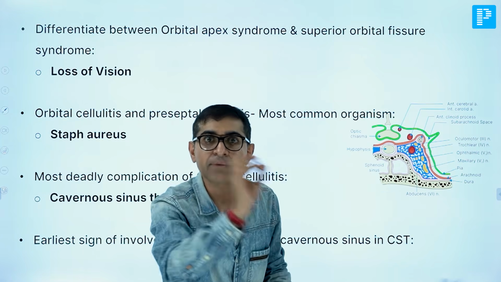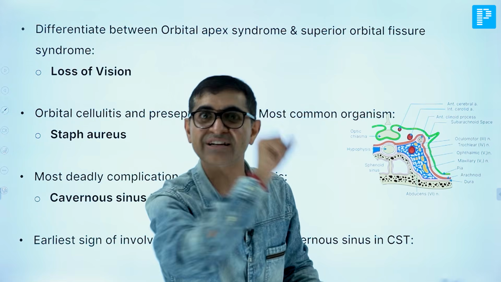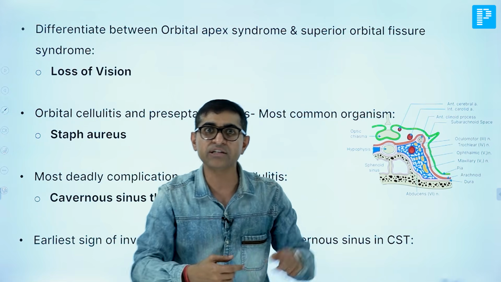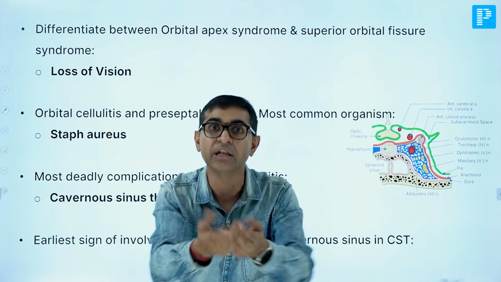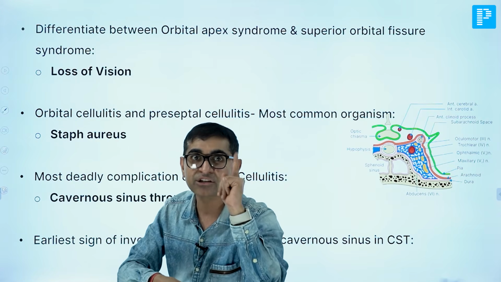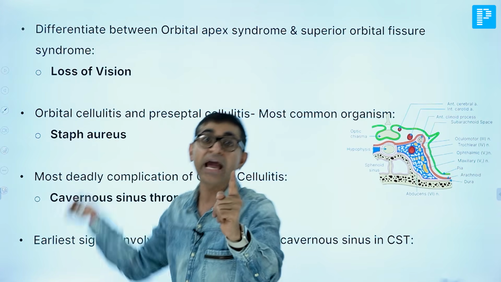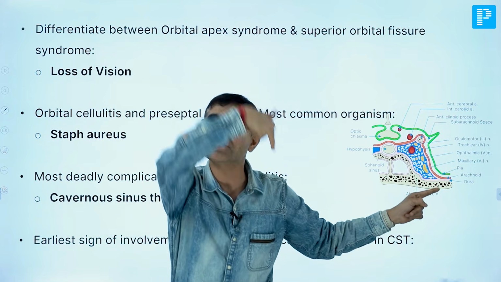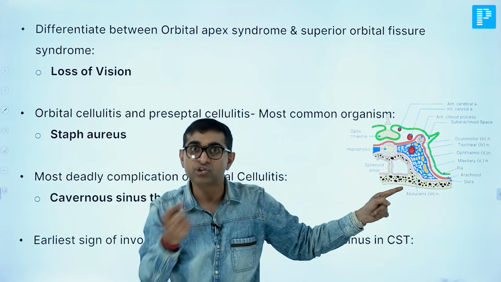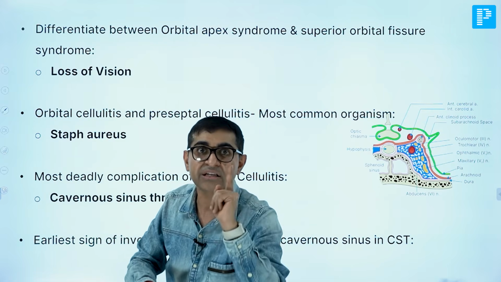The nerve passing through the center of the cavernous sinus is going to get involved first. That is your abducens nerve. But the abducens nerve supplies which muscle? It supplies the lateral rectus muscle. So if there is damage to the abducens nerve, if there is involvement of the other side of the cavernous sinus, it will affect the lateral rectus as well.